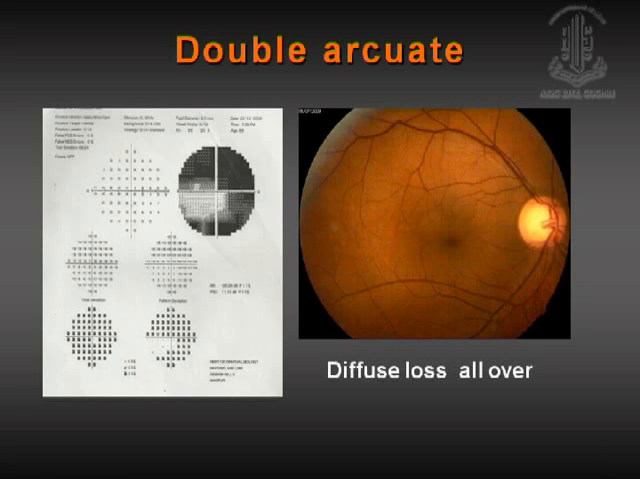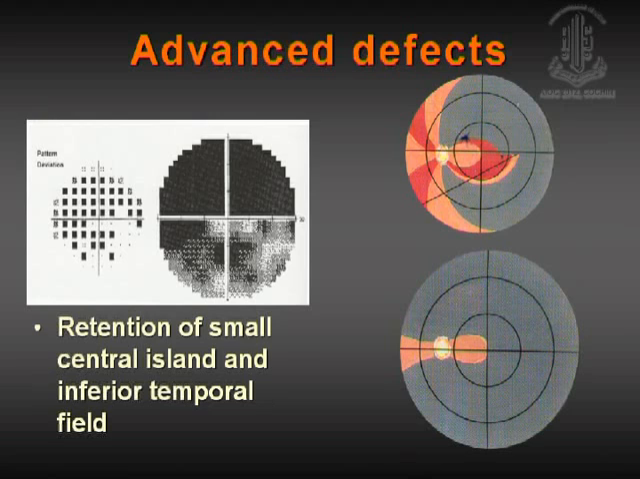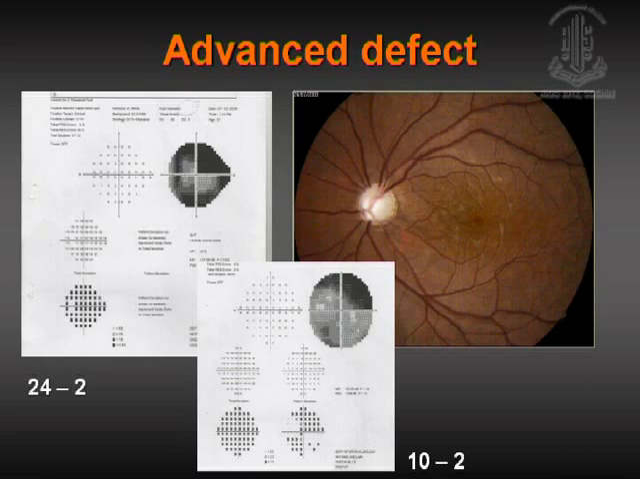There may be double arcuate when both the superior as well as inferior rim thinning is present. Then you get defect in the superior as well as inferior fields. In the advanced fields, there is retention of a small central island and inferior temporal field. Rest everything is gone. This is a picture showing a case of advanced glaucomatous optic atrophy.